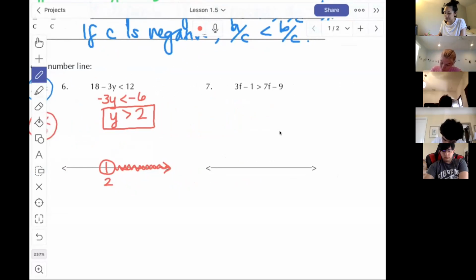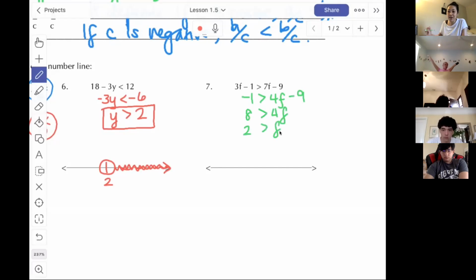All right, number 7, I'm going to subtract the 7 over to the left-hand side. By the way, I know some of you guys might be thinking, oh, I want to subtract the 3f over. You can do that. Actually, let me show what would happen if you subtract the 3f over. So I get negative 1 greater than 4f minus 9. Add the 9 over. So I get 8 is greater than 4f. Divide by 4. So I get 2 is greater than f.